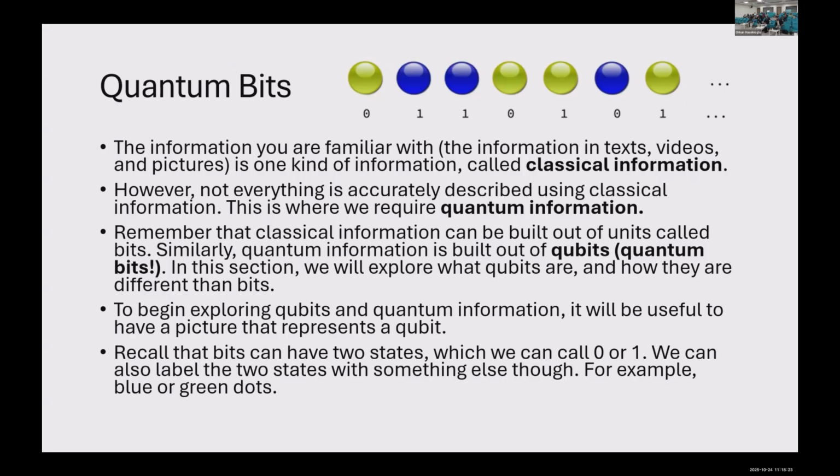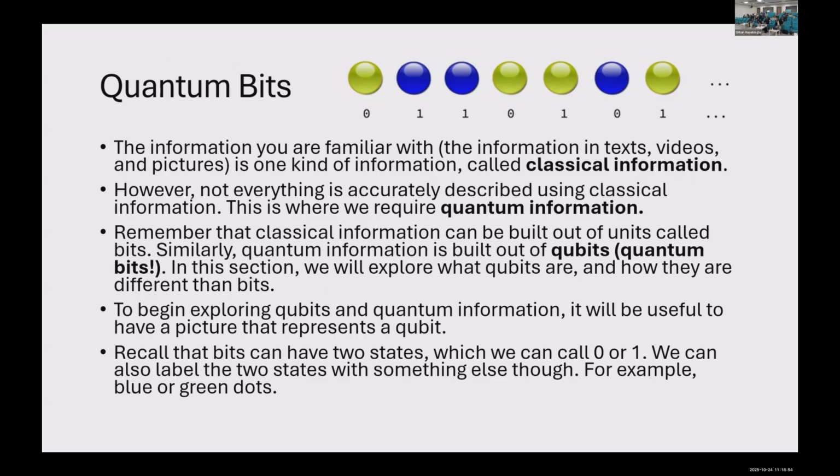So when it comes to quantum bits, the information you are familiar with, the information in text, videos, and pictures, is one kind of information called classical information. However, not everything is accurately described using classical information. This is where we require quantum information. Remember that classical information can be built out of units called bits.